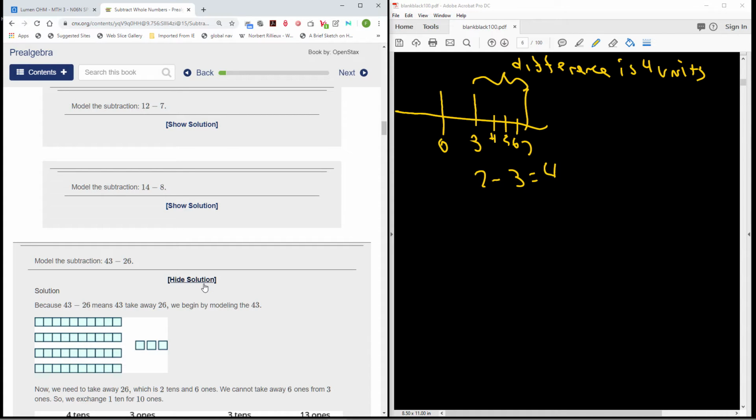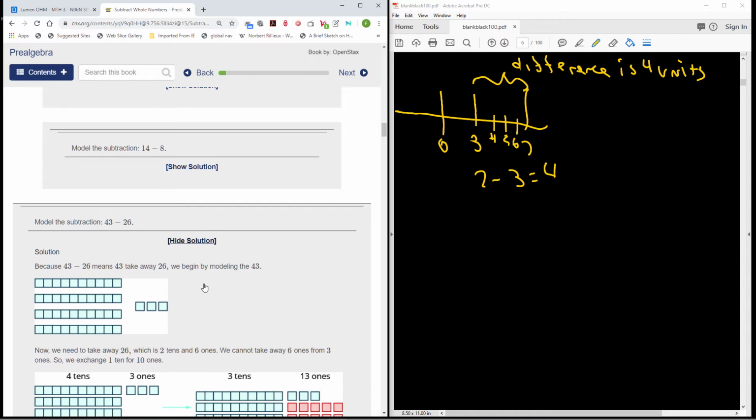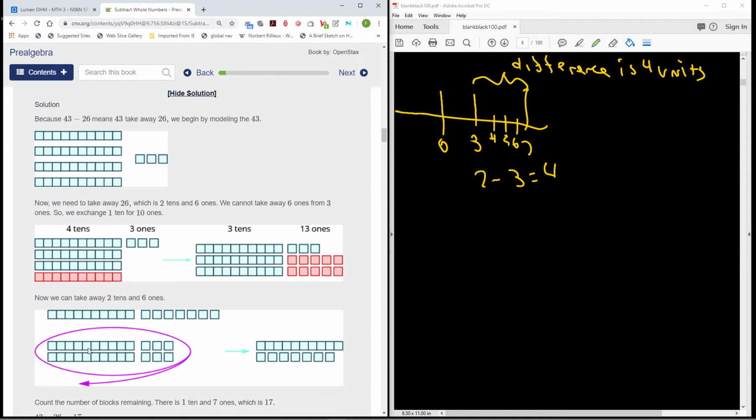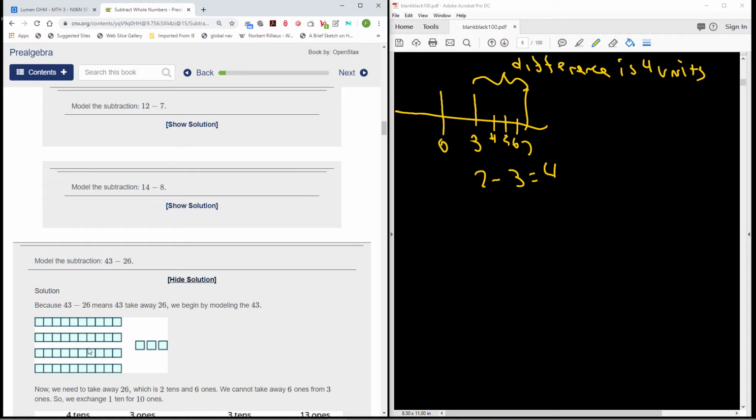Now they're modeling subtraction. Okay, here. So they have 4 tens and 3, and they take away 26. So they take away 2 of the tens. Well, let's do that with numbers. Here I have 43 minus 26. So I can't take away, in whole numbers we don't have any negatives. So I can't take away 6 from 3, so I have to borrow 1. So 13 minus 6 is 7. 3 minus 2 is 1. So my answer is 17.